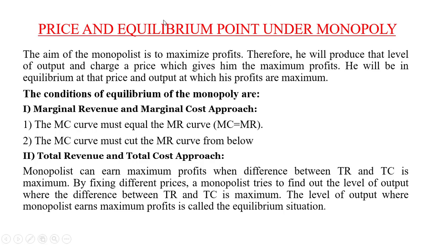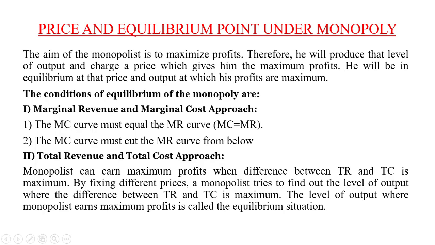Now in this case, when we are saying the price and equilibrium, how will these conditions be applied? The conditions of equilibrium of monopoly are that the MC curve must be equal to the MR curve, and the MC curve must cut the MR curve from below. These two conditions are similar to perfect competition. As I have shown in the graph also, you can see that MC must be equal to MR and MC must cut MR from below.